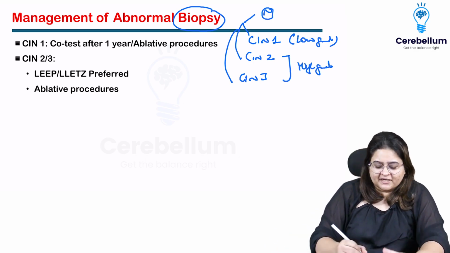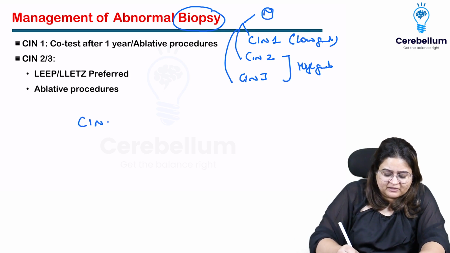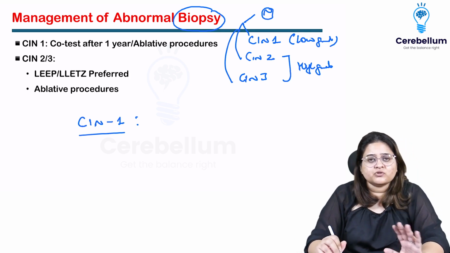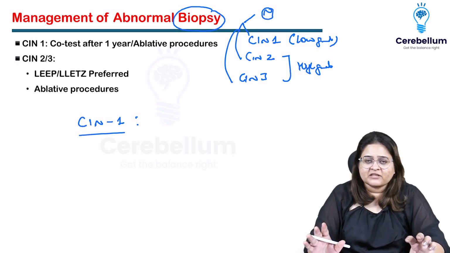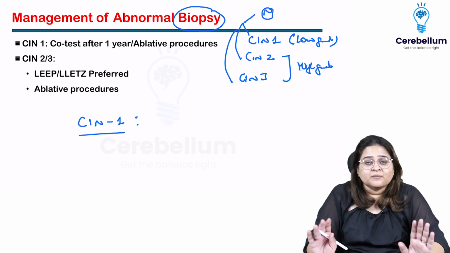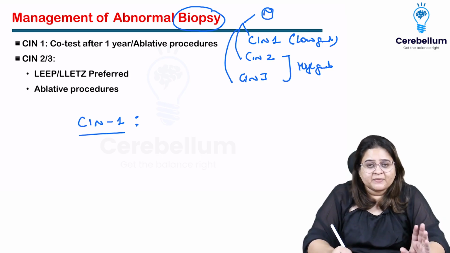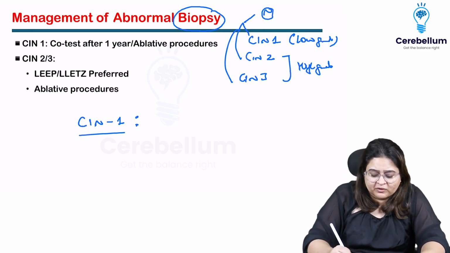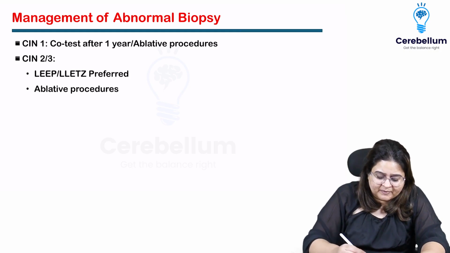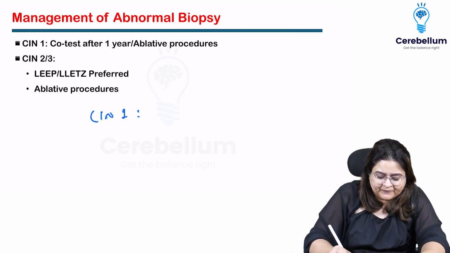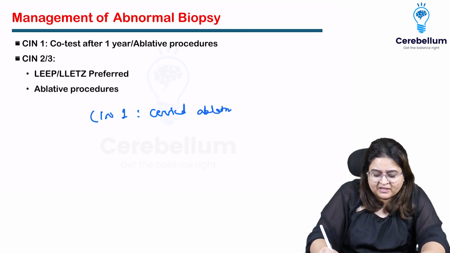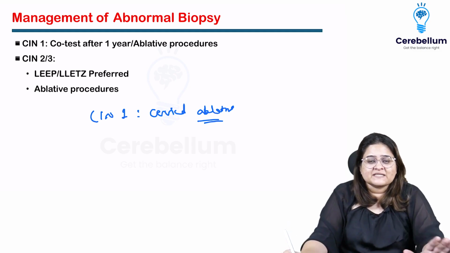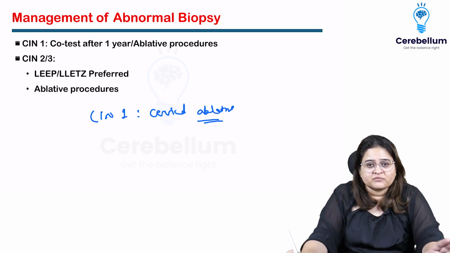So if it is a CIN1, remember CIN1 is a low-grade lesion. So what can you do? You can choose to just keep her on, if she's willing to follow up, call her after 1 year. But some of these patients are very apprehensive or you're not sure if she'll come back. You can also do a cervical ablation. So CIN1, what do? You used to do an ablative procedure. Ablation means you are burning or freezing the cervix, the transformation zone.